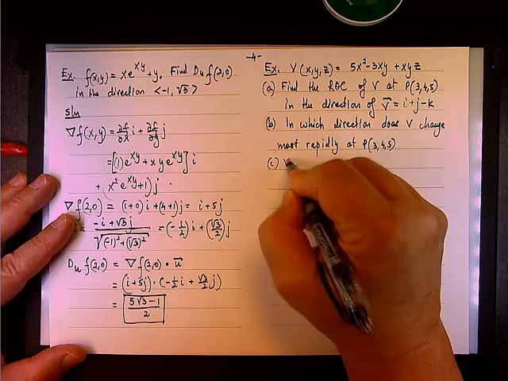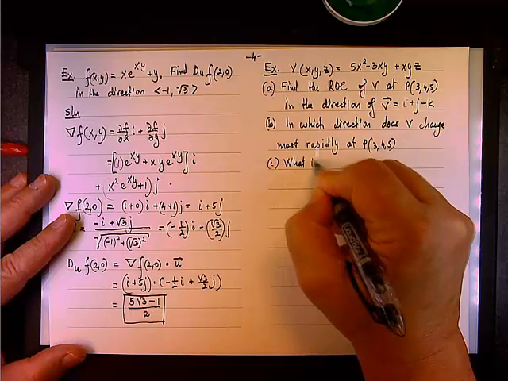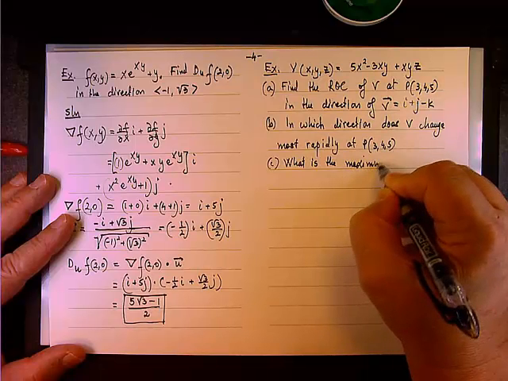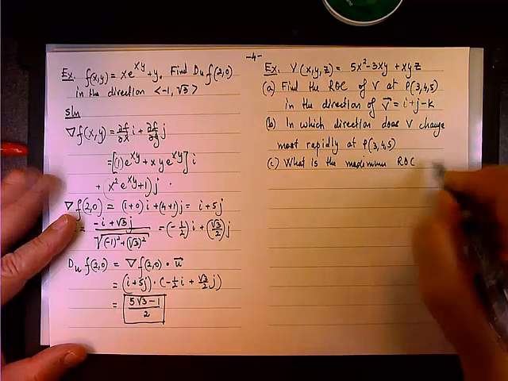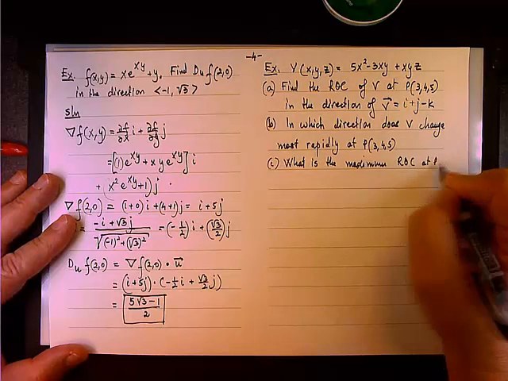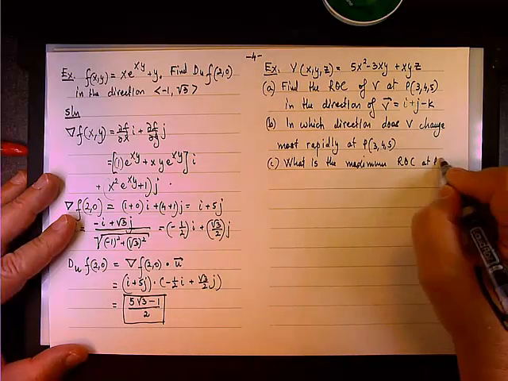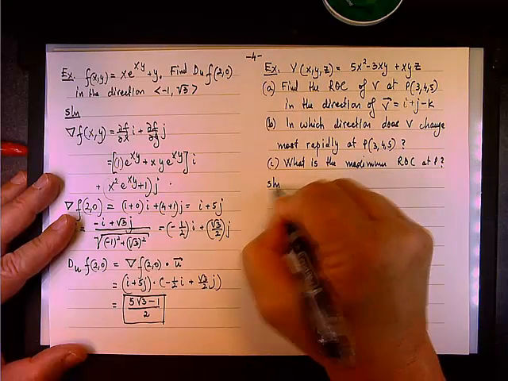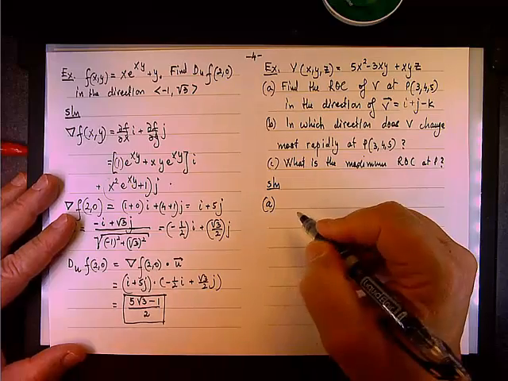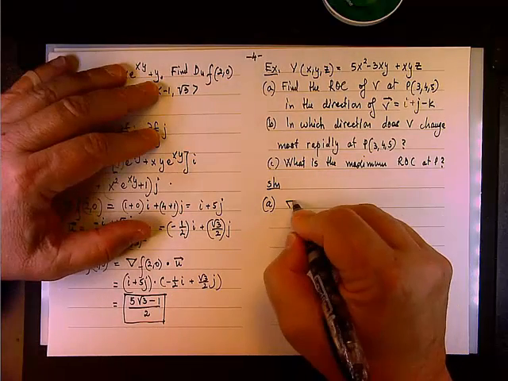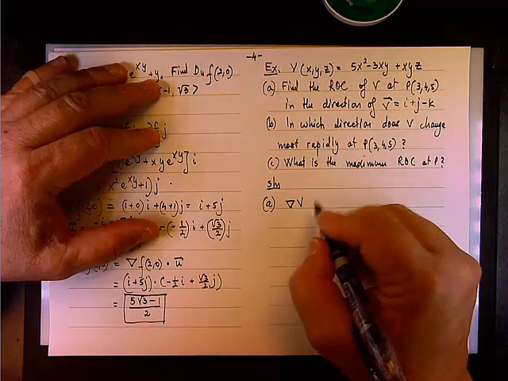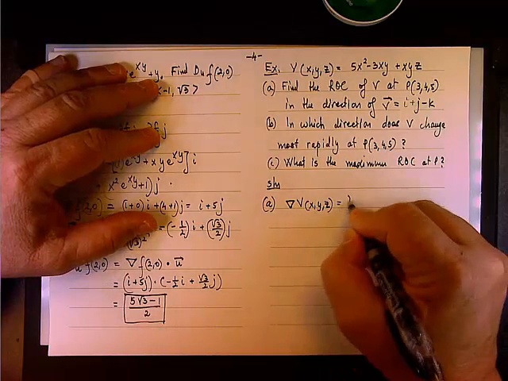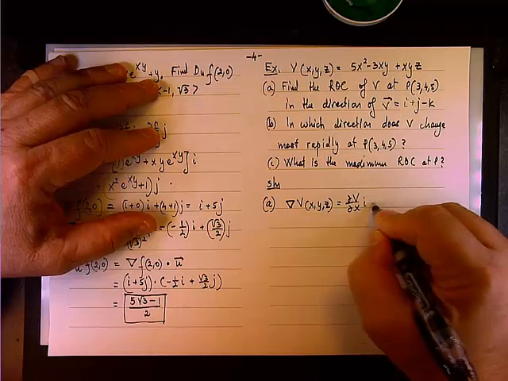All right. And part C is we want to find what is the maximum rate of change at P. Okay, so the last two are very short solutions, but the first one is where we do most of the work. So first, we need to find the gradient vector at x, y, z.